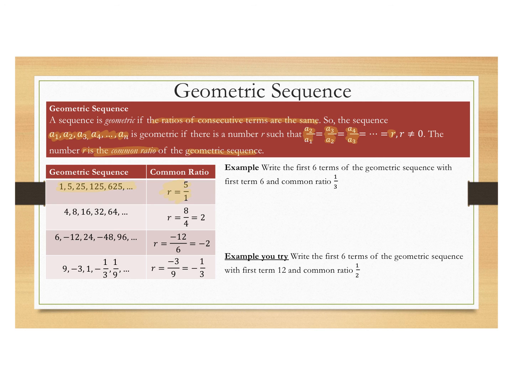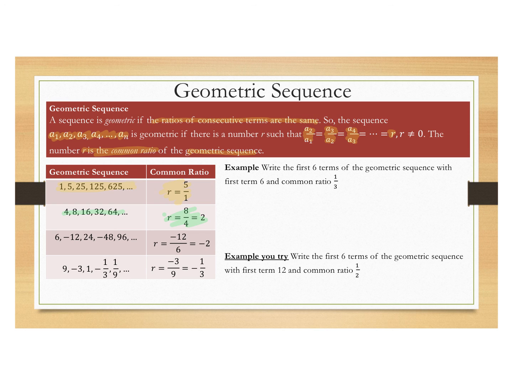If we look at the next one, 4, 8, 16, and so on, it's going by multiples of 2. We know 64 divided by 32 is 2, 32 divided by 16 is 2, 16 divided by 8 is 2, and 8 divided by 4 is 2. So therefore the common ratio is 2.